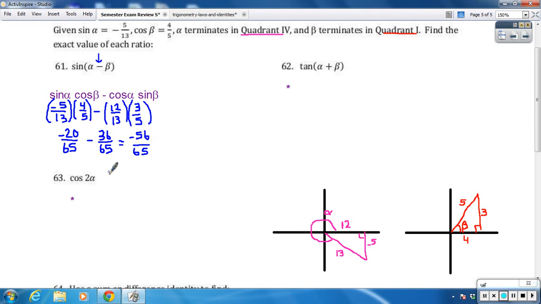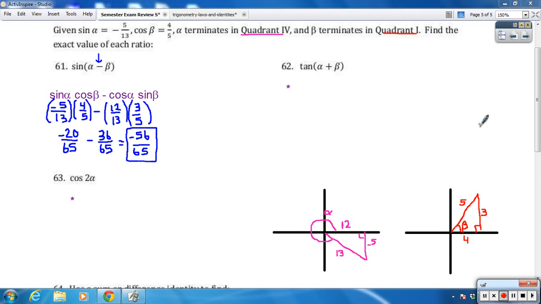I always want to double check to make sure that I don't have any common factors. Factors of 56 are 7 and 8. Factors of 65 are 13 and 5, so this will not simplify. So my final answer then is -56 over 65.